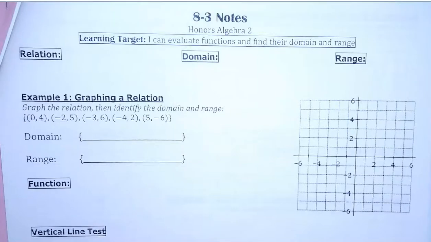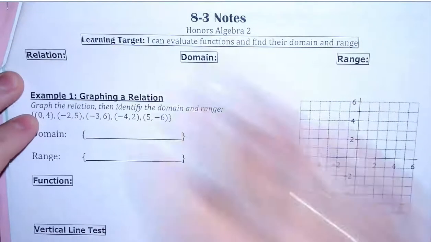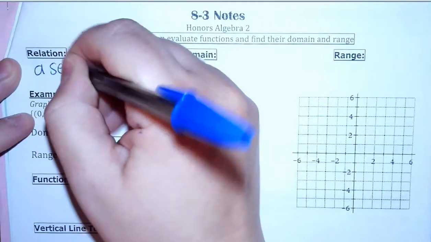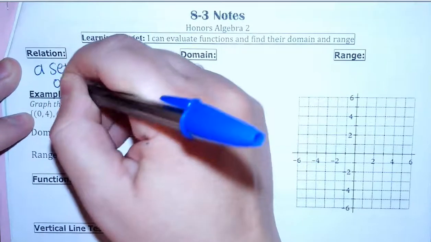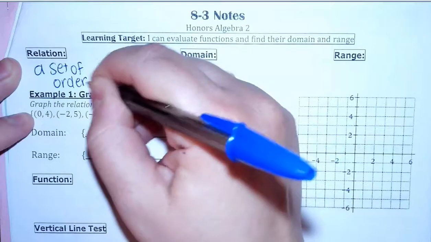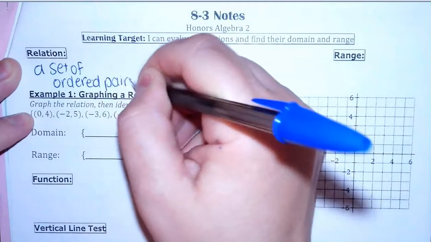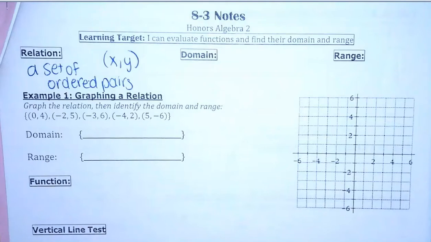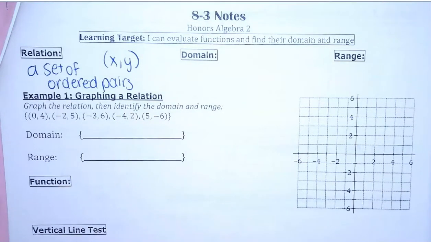So we're going to do some basic introduction to functions today. But first, before we start into functions, we have to talk about what a relation is. And all a relation is, is just a set of ordered pairs. And ordered pairs are just like you would think of coordinate points in a plane. And it can be connected, it can just be dots. It's just kind of a very loose term for a set of ordered pairs.